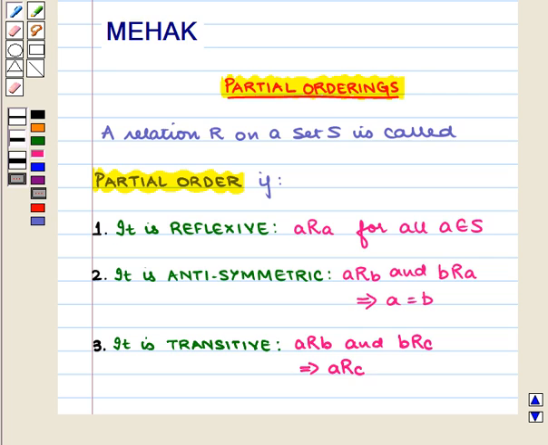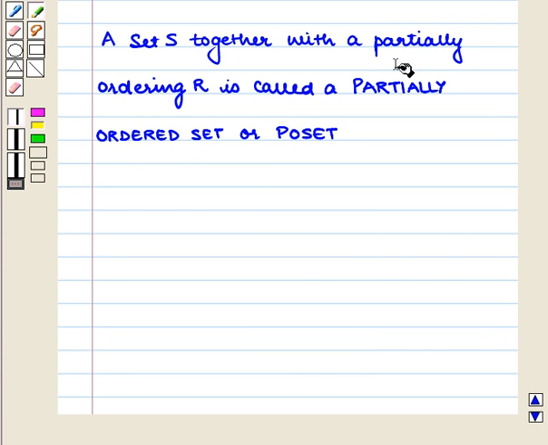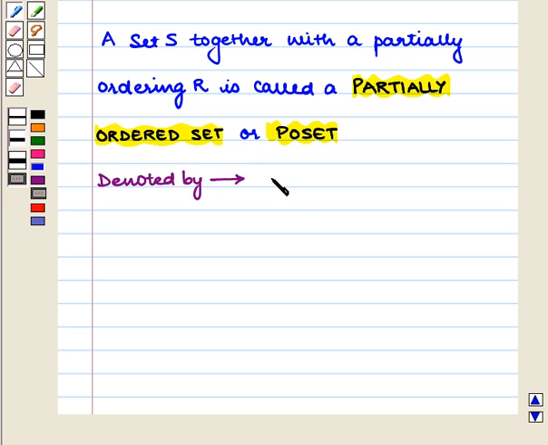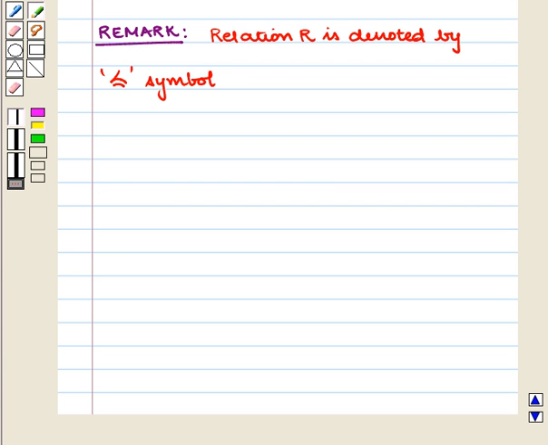A set S together with a partial ordering R is called a partially ordered set, or a poset. It is denoted by (S, R). Sometimes the relation R is denoted by the precedes-or-equal-to symbol, and generally we denote a poset by the ordered pair of the set S with the binary relation precedes or equal to.